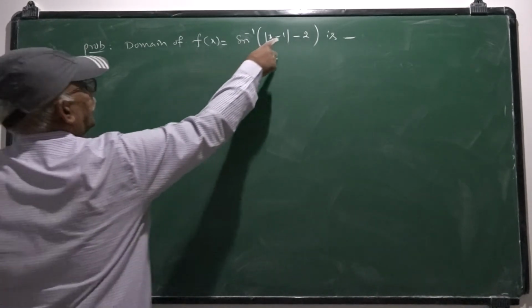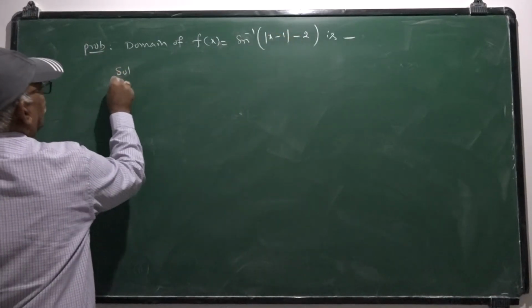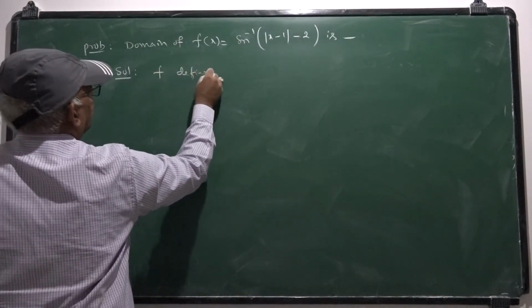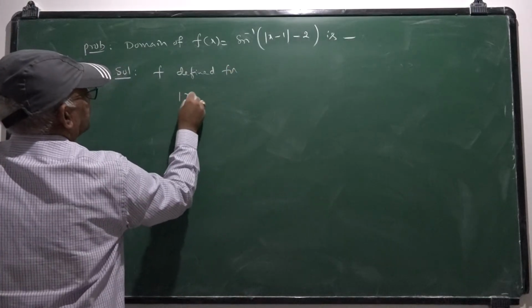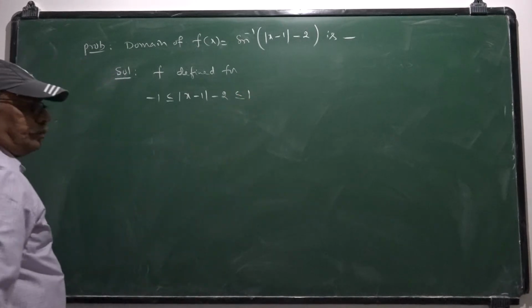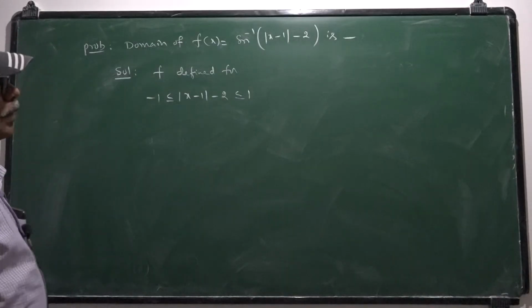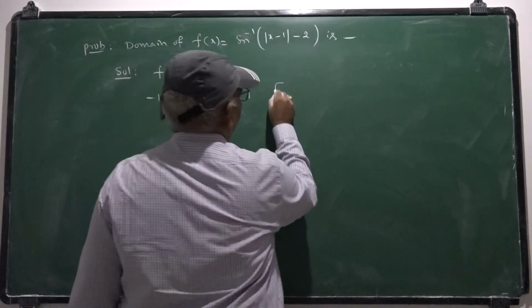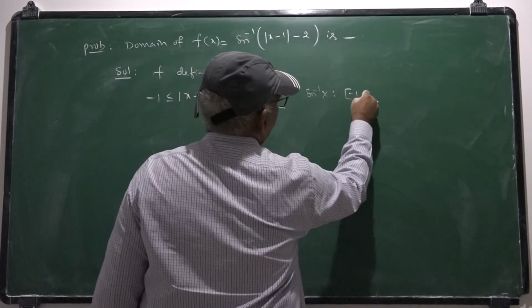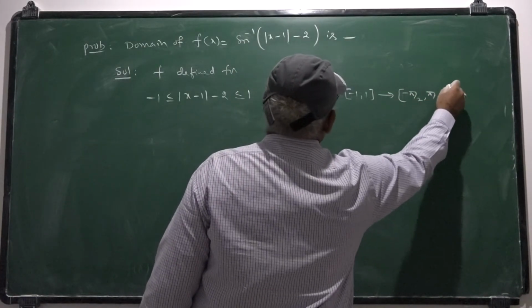Sine inverse function is defined for x lies between minus 1 and 1. So that f is defined for mod x minus 1 minus 2 lies between minus 1 and 1, since sine inverse x is defined from minus 1 comma 1 to minus pi by 2 to pi by 2.